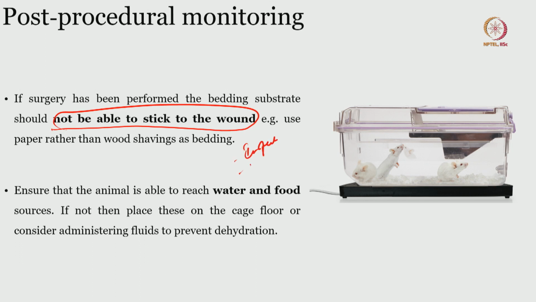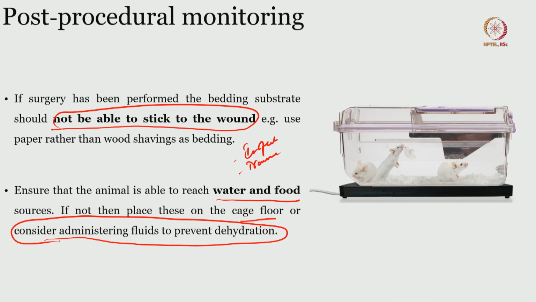Not only that, it can also cause trauma since the wound is raw. So it is better to use paper rather than wood shavings for the post-operative cage, and ensure that the animal is able to reach water and food sources. If not, then place them on the cage floor or consider administering fluids to prevent dehydration. There are various supplements available to use. If you think the food and water intake is not good, we need to supplement it in addition to its regular feeds.